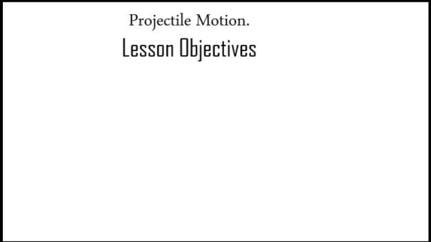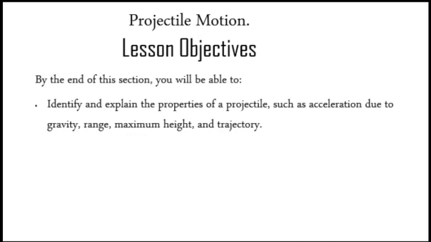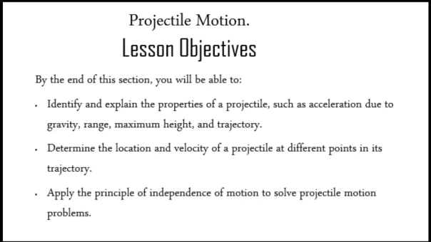Okay, before we look into it in detail, these are the objectives of this class. At the end of this lesson, we are going to be able to identify and explain the properties of projectile, such as acceleration due to gravity, range, maximum height, and trajectory. Then we are going to be able to determine location and velocity of projectile at different points in its trajectory. And finally, we are going to be able to solve problems of projectile motion. Alright, let's discuss fully.